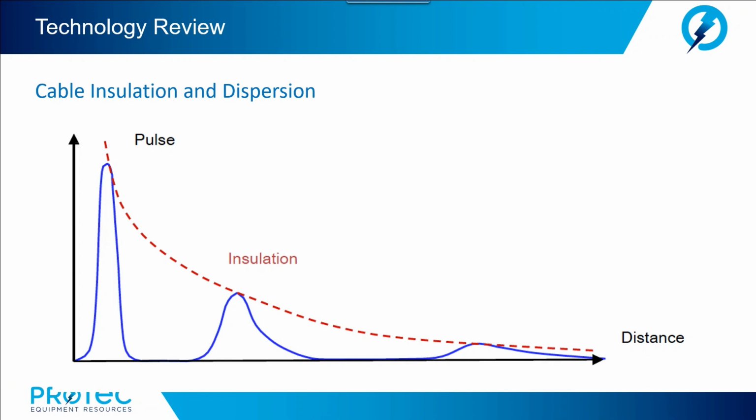Cable insulation and dispersion. The cable cross-section and length both lead to changes in the amplitude and form of the sent pulse in the cable. The insulation leads to a reflected signal becoming smaller as the distance increases. The insulation is shown by a red line in the diagram.